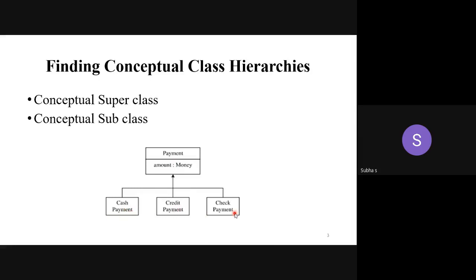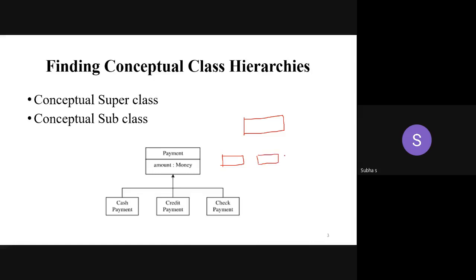How many conceptual subclasses are there? 3 subclasses for this superclass. So your arrow mark, your filled triangle arrow mark, should point to the superclass. This is the notation for class hierarchy, or another thing, generalization. This is called generalization and specialization. One more thing, you can represent this in some other way also. Same thing, you can have payment. So you are having 3 classes.